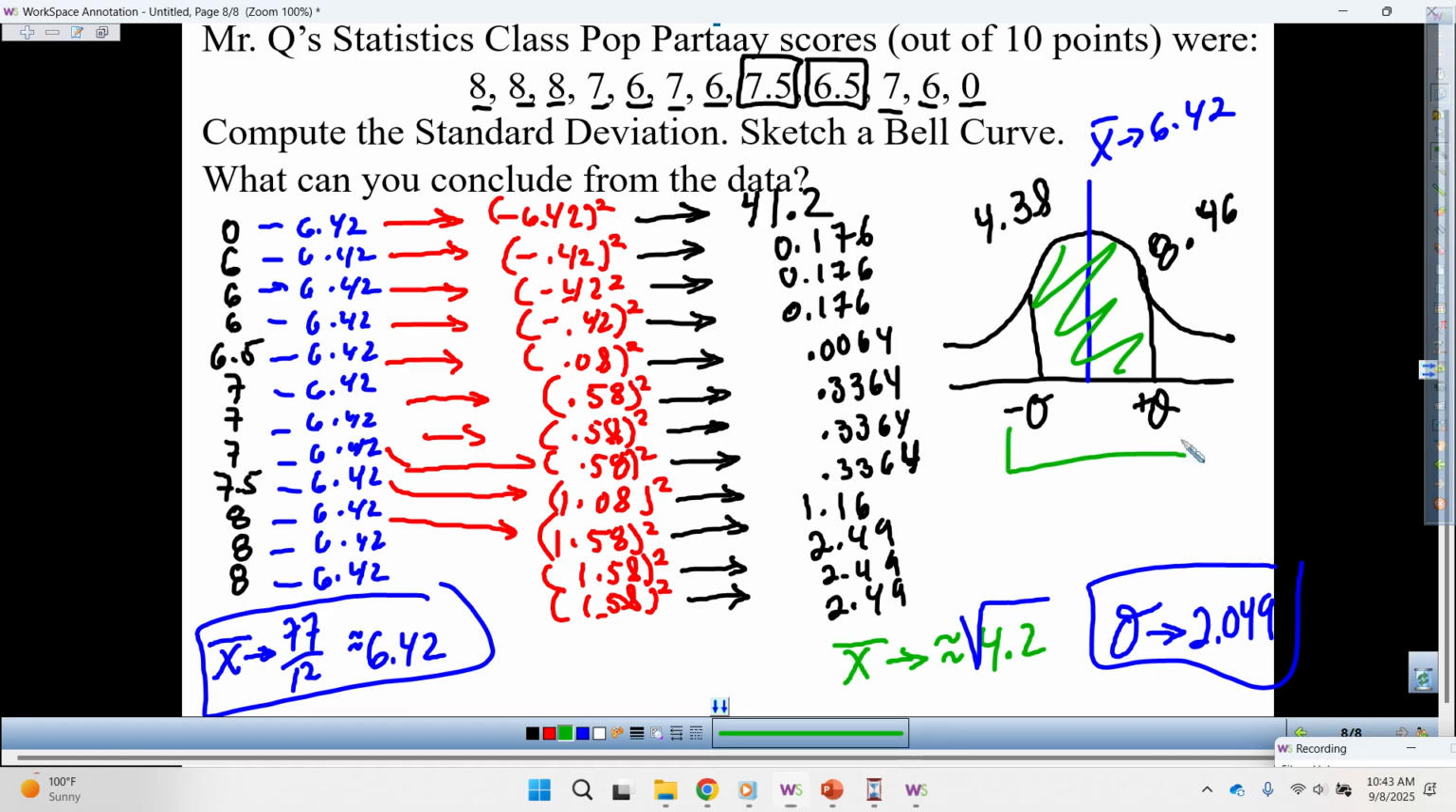So what does that mean, Mr. Q? That the norm for the block parties was from what? 4.38 all the way to what? 8.46. That's our norm. So look at the scores before we leave. Look at the scores. This is the norm from here to here. Tell your neighbor what you can conclude from all those scores.